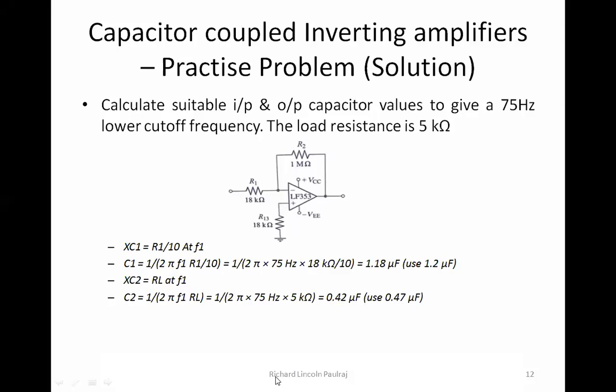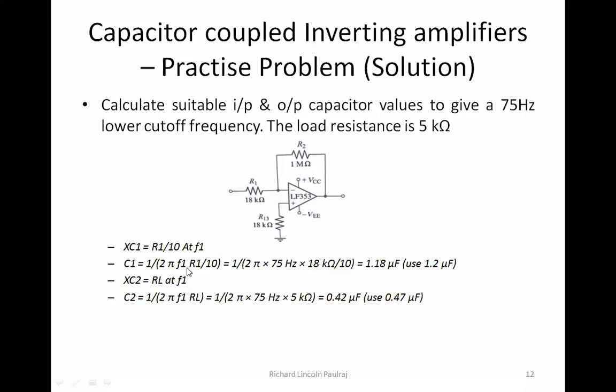So we need to calculate XC1 and XC2. Two conditions are taken, and based on that, we are calculating the capacitances, right? So we have the formula here, 1 by 2 pi F1 into R1 by 10. We have taken this since we are taking a smaller resistance and a larger one.